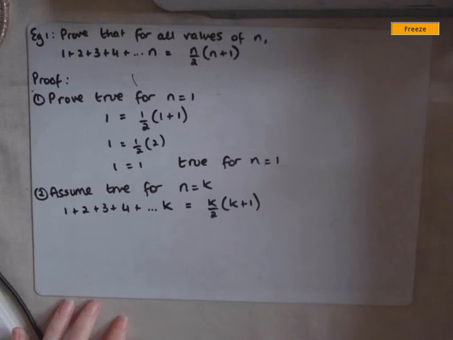Okay, so that's your step 2. You just say that. Assume it true for n is equal to k. Alright? Step 3 then, you need to prove it true, or show true.